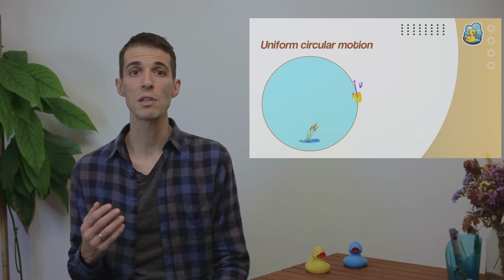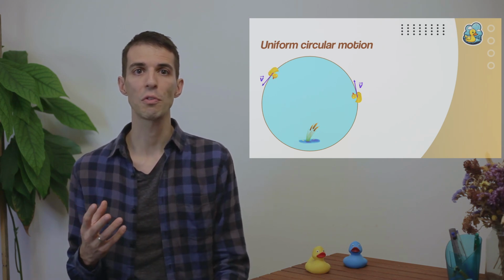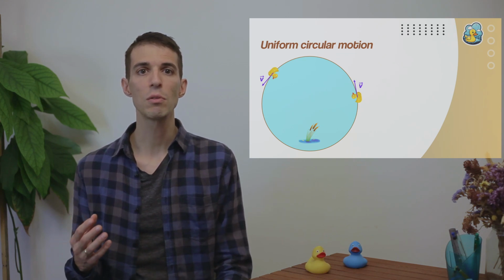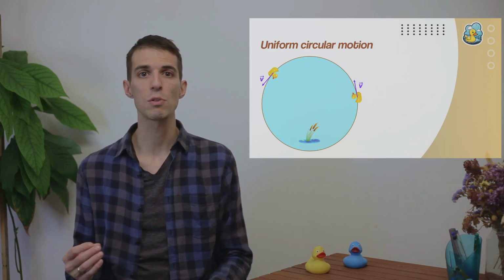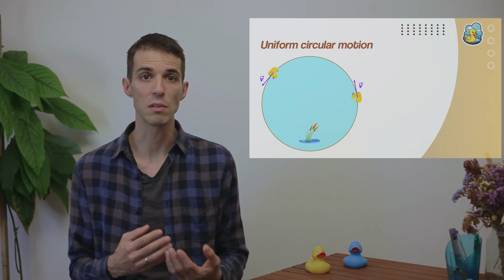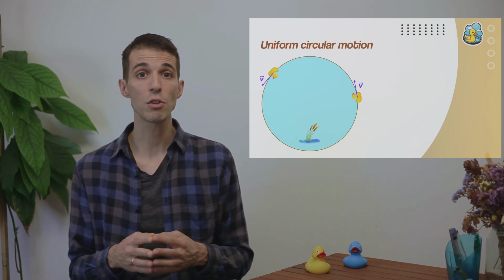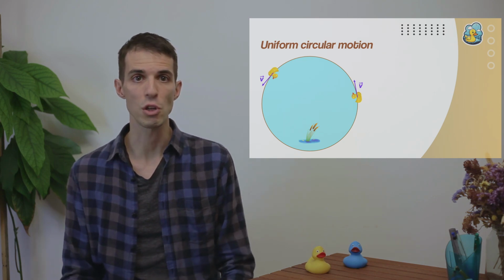The key here is that while the speed stays the same, the object's velocity is constantly changing direction because it's always turning. Even though the object is moving at a constant speed, its velocity is changing because velocity includes both speed, the magnitude, and direction. Since it's changing direction, we say the object is accelerating even though its speed isn't changing.